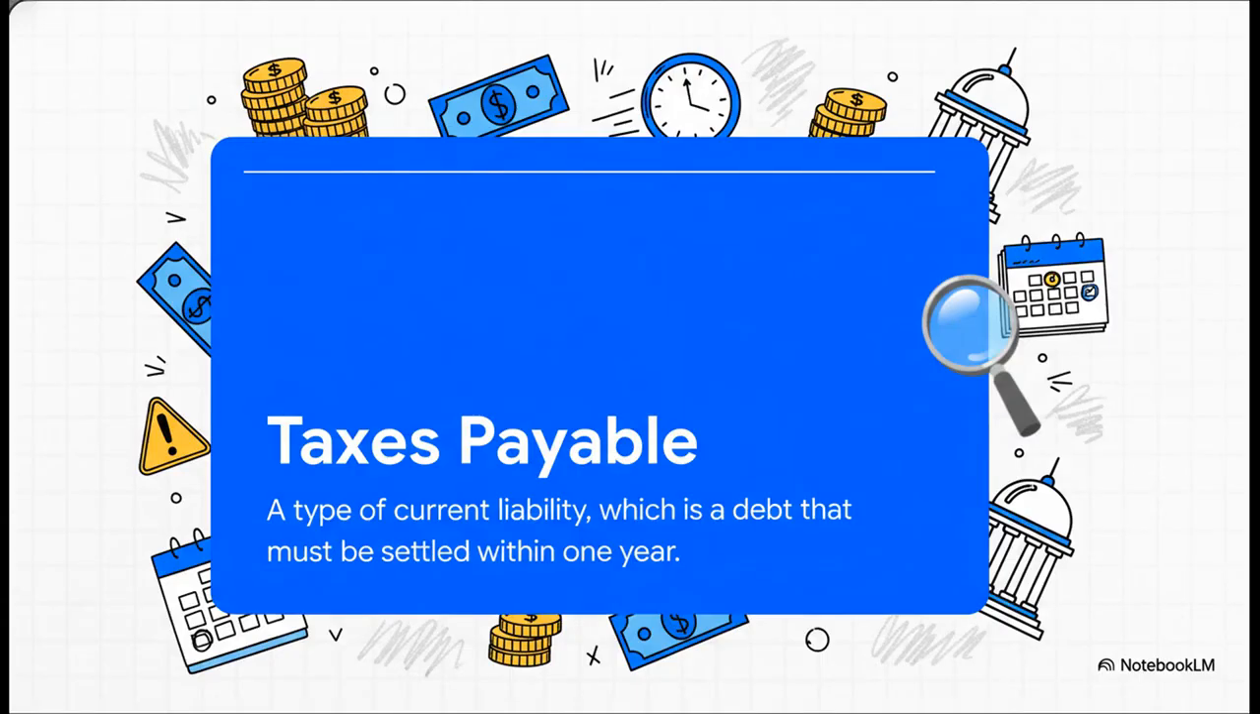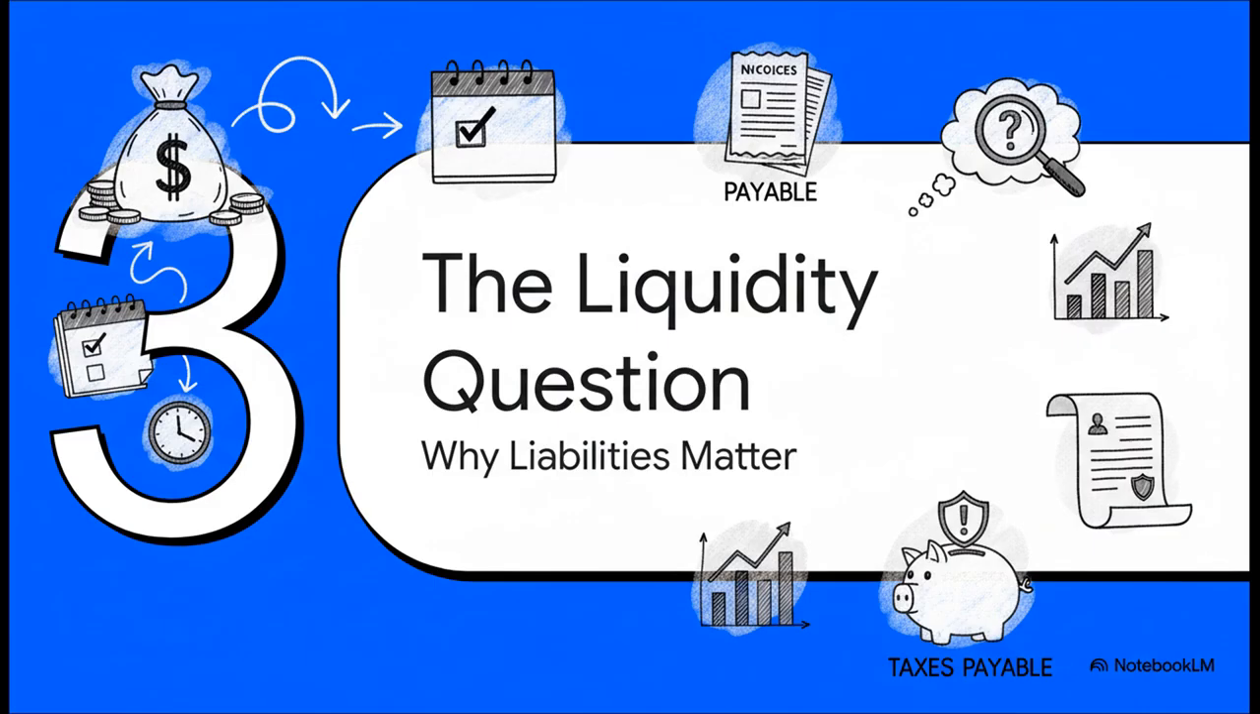It's money owed to the government, whether it's sales tax, payroll tax, or income tax. And because tax deadlines are frequent and set in stone, quarterly, annually, these are pretty much always going to be classified as current liabilities. And trust me, you do not want to be late on these payments. The penalties are no joke. So there we have it.